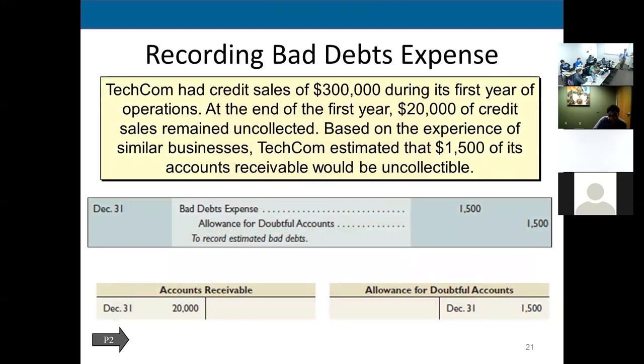All right, so let's look here at TechCom again. TechCom has credit sales of $300,000 during its first year of operations. At the end of the first year, $20,000 of credit sales remain uncollected. And based on history, TechCom estimates that $1,500 of its accounts receivable would not be collected. So they're going back on prior experience and saying of the $300,000, we expect $1,500 to not be collected. So at the end of the year, bad debts expense is going to be debited $1,500. And note we're going to have an account, allowance for doubtful accounts. And again, our written explanation: to record estimated bad debts.